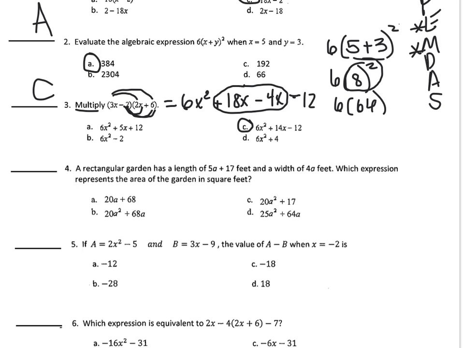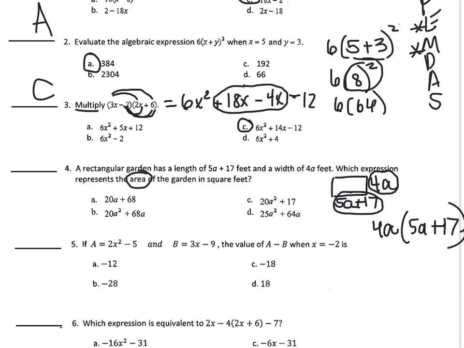Number 4 says you have a rectangular garden, and that rectangular garden has a length of 5a plus 17 and a width of 4a. And we want to write an expression to represent the area. Well, remember, area of a garden is found by multiplying the length times the width. But since the width is just one term and the length is 2 terms, I'm going to use the commutative property to allow myself to multiply the width times the length.